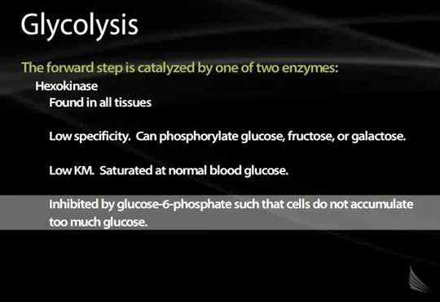And this is important because it means it's a regulatory feature that allows the cells not to accumulate too much glucose. Remember that glucose 6-phosphate, once it's formed, traps the glucose in the cells. And so by having a negative feedback inhibition of this enzyme, we're able to control the amount of glucose that enters the cell.